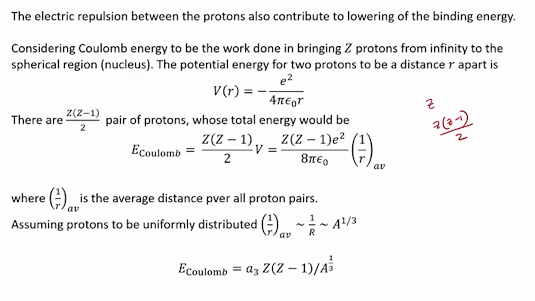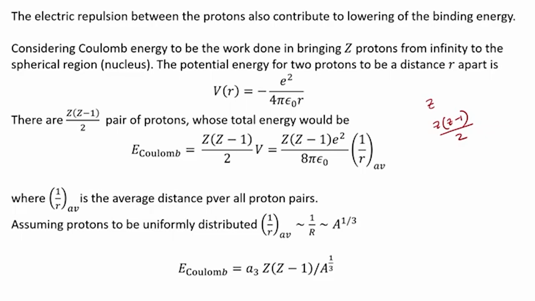So, we have this Coulomb term equal to Z into Z minus 1 by 2 into V, where V is minus e squared by 4 pi epsilon 0 r. And we write this 1 by r as 1 by r average, because you are considering all pairs of protons. Some of the protons can have different distances than others, but for a uniform packing, 1 over r average would be a good approximation for the distance r.